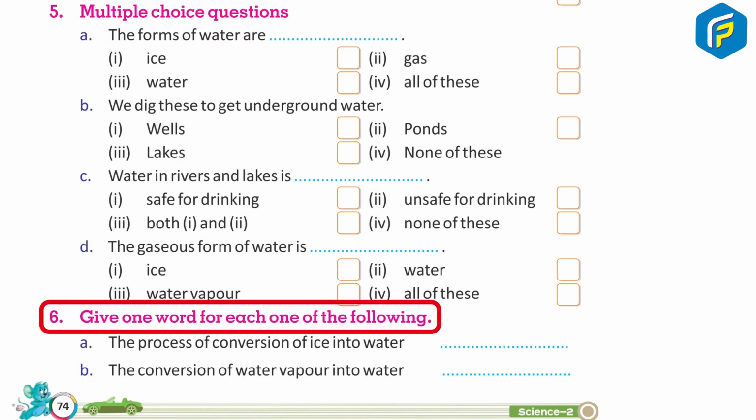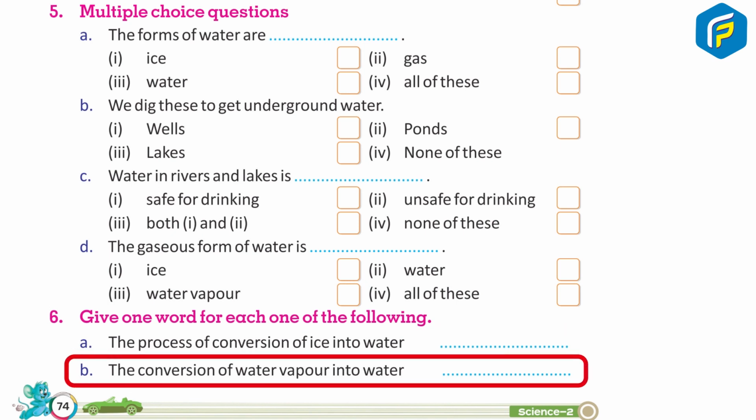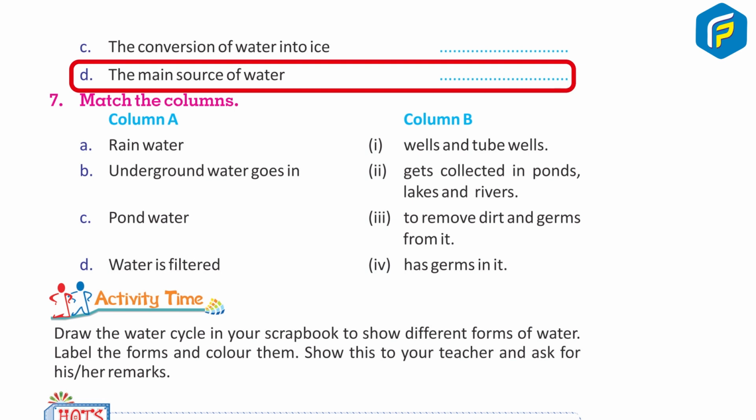6. Give one word for each one of the following. A. The process of conversion of ice into water. B. The conversion of water vapor into water. C. The conversion of water into ice. D. The main source of water.